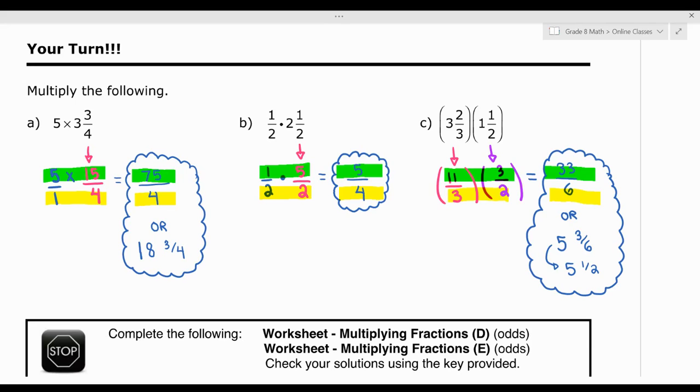So for question A, you were looking for an answer of 75/4, or again, as a mixed number, 18 3/4. Question B, you were looking for an answer of 5/4. And then question C, you could state it as 33/6 or 5 3/6. And then notice this 3/6 can actually then be simplified down to 1/2.